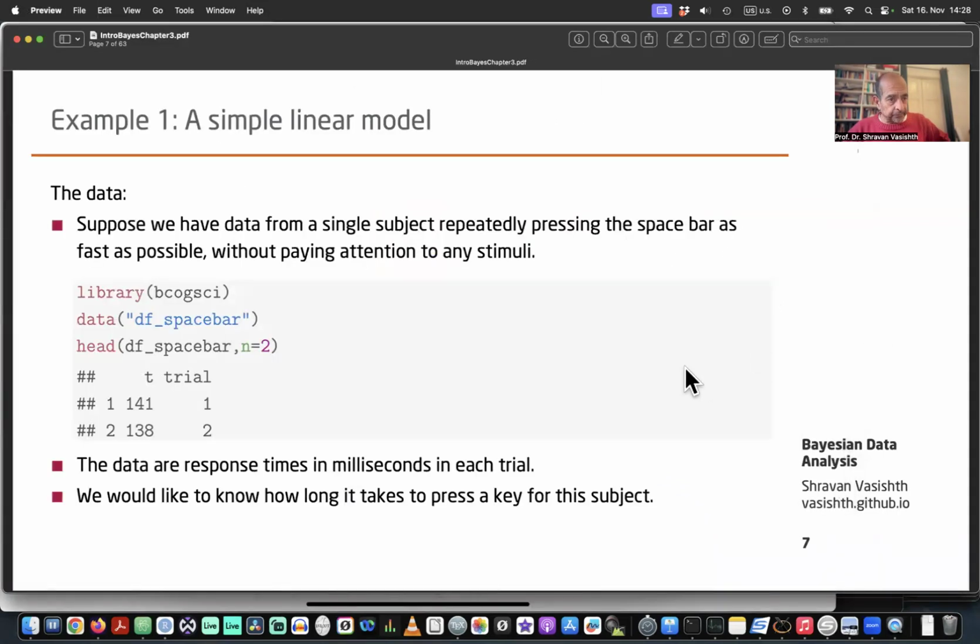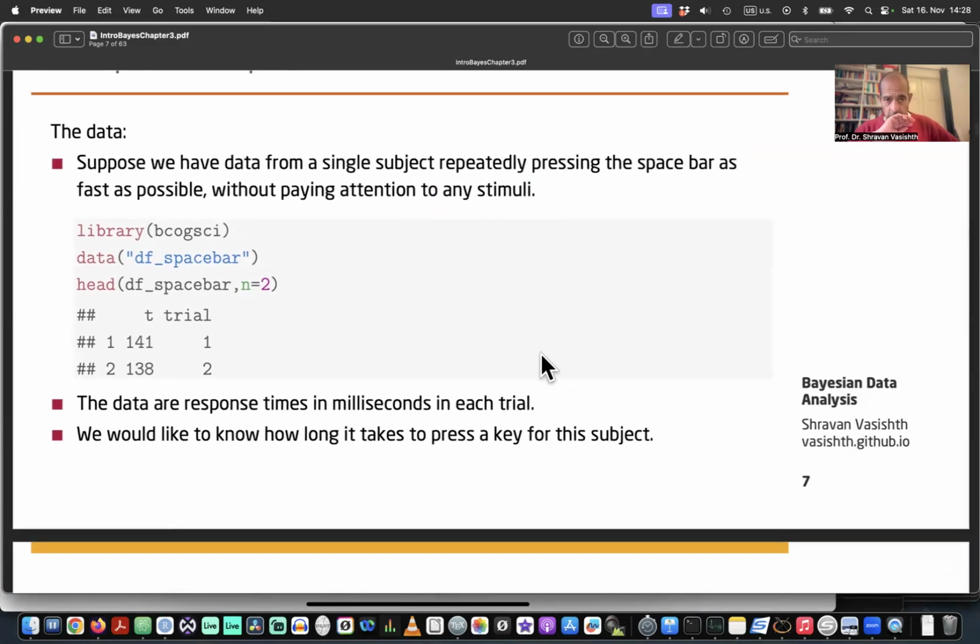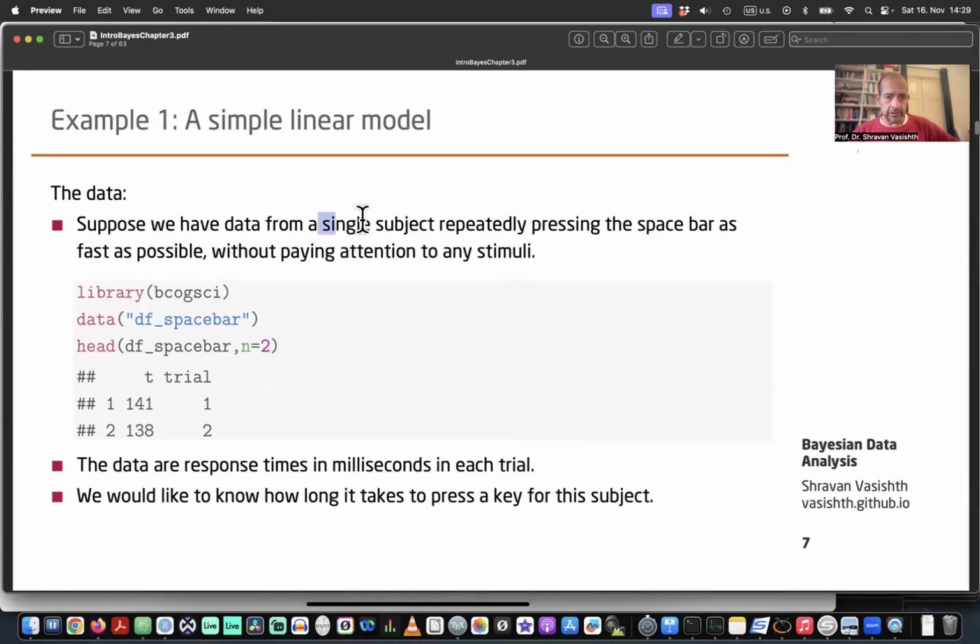All right, so the example data set we're going to work with is a data set that was created with a single subject. That's Bruno Nicenboim, the first author of the textbook, right? What he did was he just sat down and pressed the space bar repeatedly on the computer and used a software to record his button pressing times, right? So what we have is the data frame spacebar, and there's a trial ID in this data frame and the button pressing time in milliseconds in this data frame.